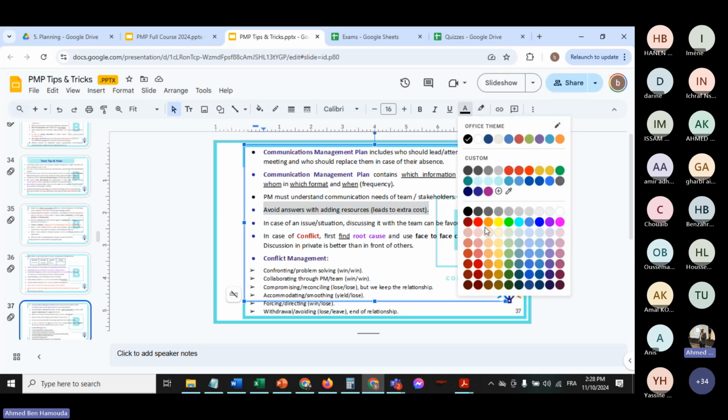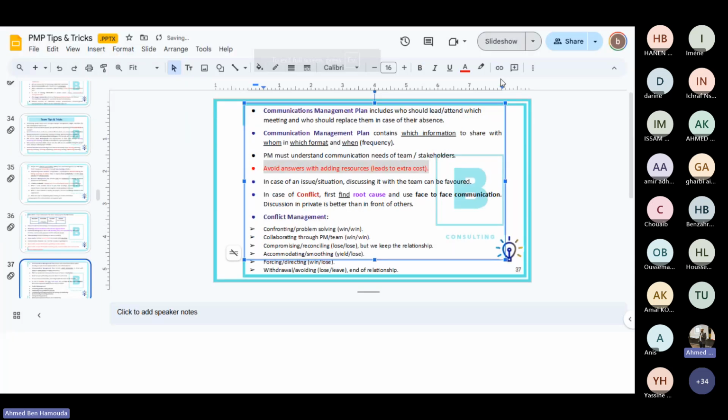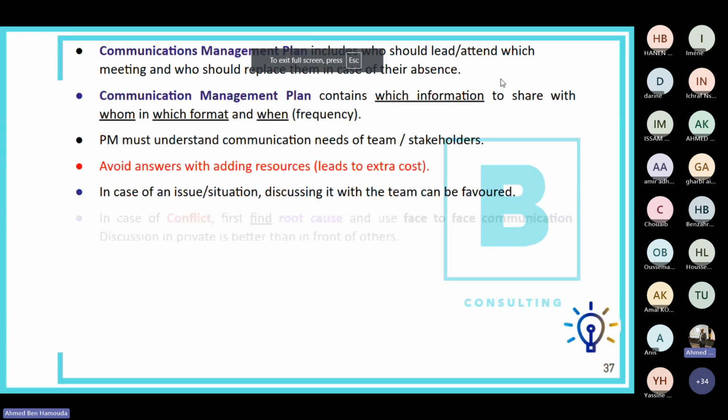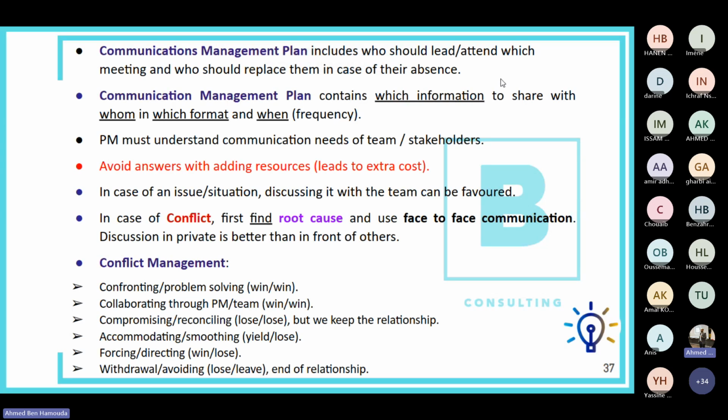Okay, we should always avoid answers of adding resources, because PMI is against any answers where we will spend more money than was budgeted, because this leads to extra cost. In case of any issue or any unpleasant situation, try to discuss it with the team, involve the team, empower the team, because discussing it with the team is one of the favorite solutions. Depending on the other options you have for the question, discussing the issue with the team and going for the action plan is probably the right answer.